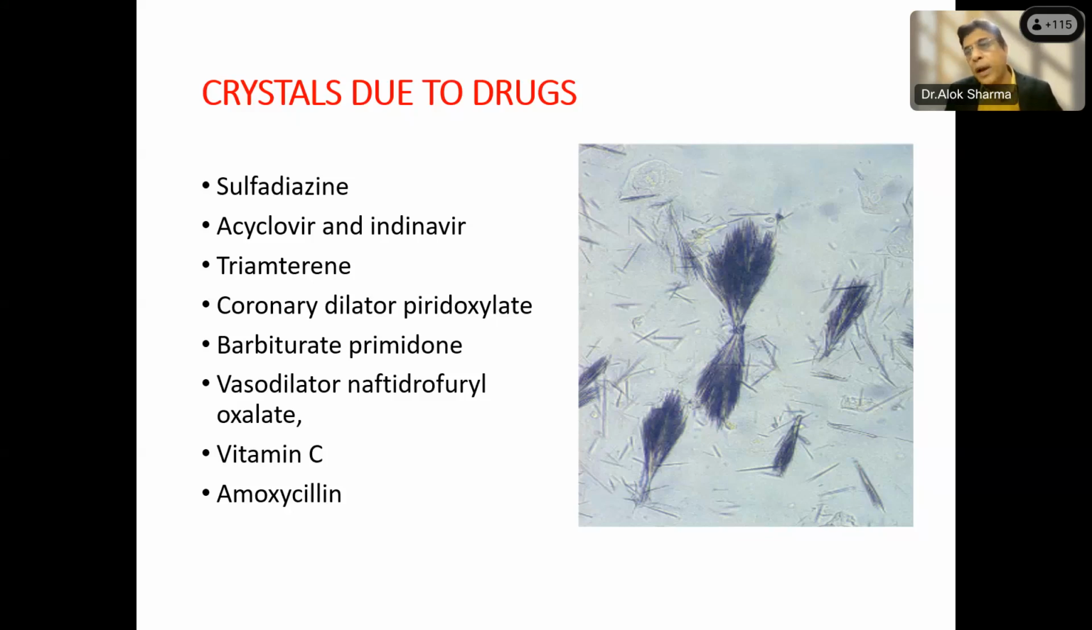If you have a good clinical background, for example the patient is retroviral positive, then you can try and look for acyclovir or indinavir crystals. If the patient is on vitamin C, you can get a lot of oxalate crystals. Even antibiotics like amoxicillin can give rise to crystals in the urine. So it's important to remember what drugs the patient is taking. When you take a history, or even as a routine part of your urine examination request, you should ask the clinician to tell you what drugs the patient is on, so that you can do a more focused examination, looking for those particular drugs in the urine.